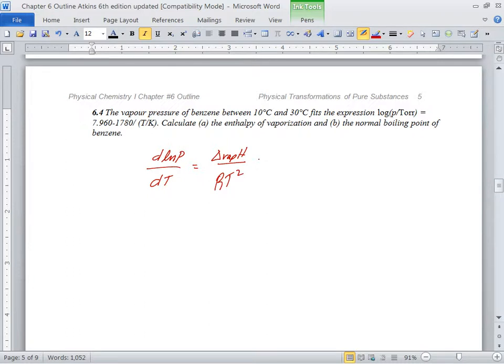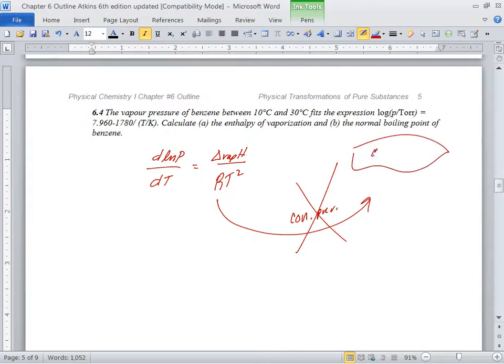See, they don't want us to use the Clausius-Clapeyron equation in this number 4, because they're giving us information that it fits this expression. So you're supposed to be using that. So instead of going to the concept preview and getting our answer, we're not supposed to go that route. We're supposed to use their expression.